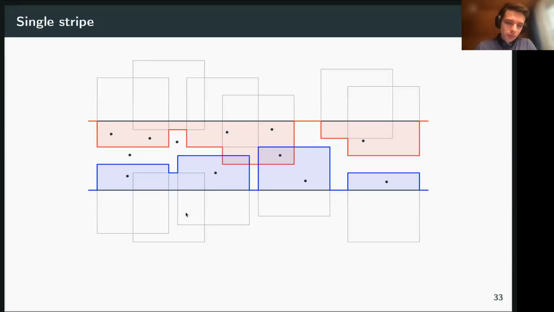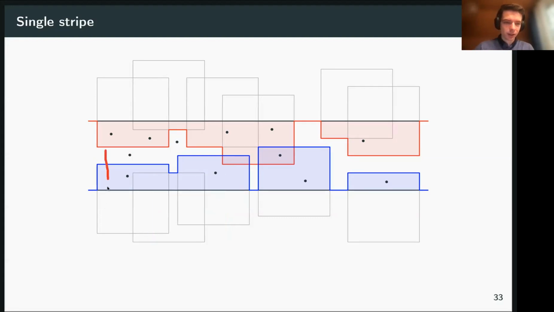Okay, so let's quickly think. What's the idea here? How to update the hashes? So, if a new square comes, which intersects the lower boundary of the stripe, and this rectangle lies entirely below the blue border, then we don't need to do anything. It doesn't cover anything new, right? This whole fragment was already covered by the blue border, so we don't need to update the hash.